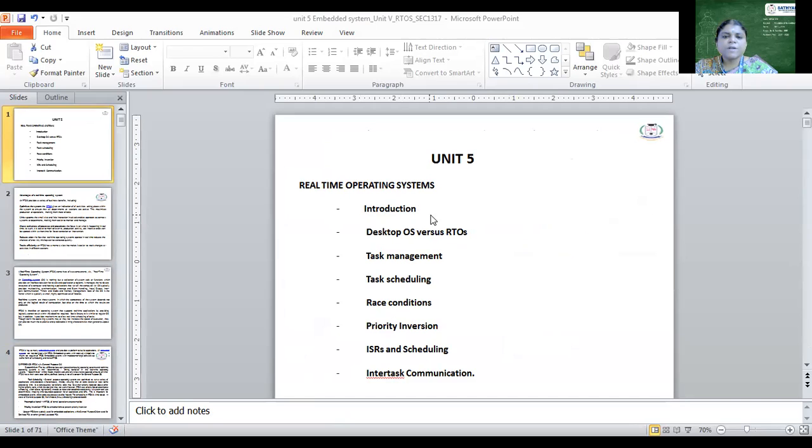I think I have given you the introduction, isn't it? Comparison between desktop and real-time operating system is also over, right? Till which topic did we complete? Do you remember where we stopped our last class? Can any of you tell me? Somebody kindly respond.